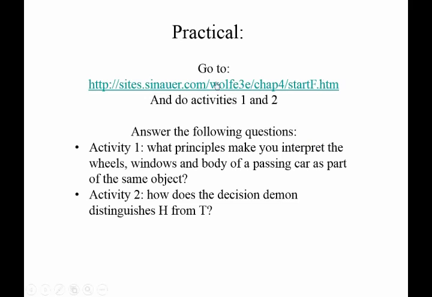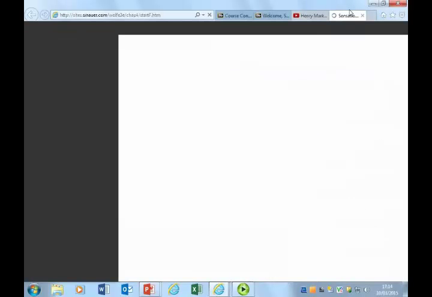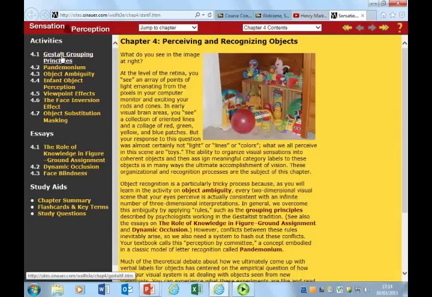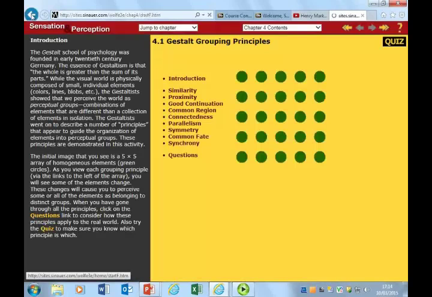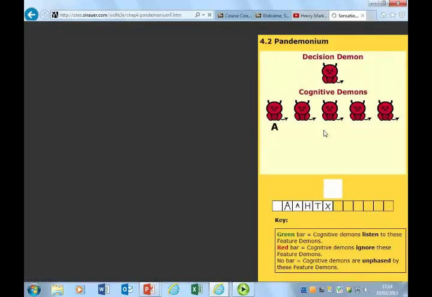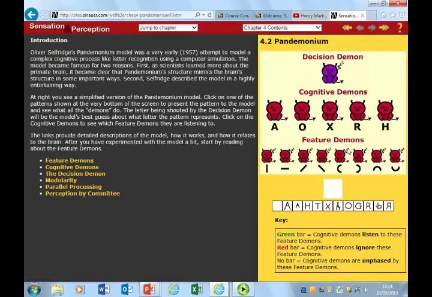I'll show you how that works. Maybe here you can have a go at it yourself. Perceiving and recognizing, it's called, that's the first one, the pandemonium. We've got demons. We've got feature demons. They're the ones that we were talking about.